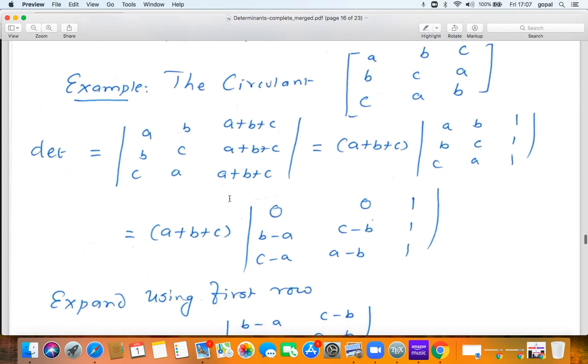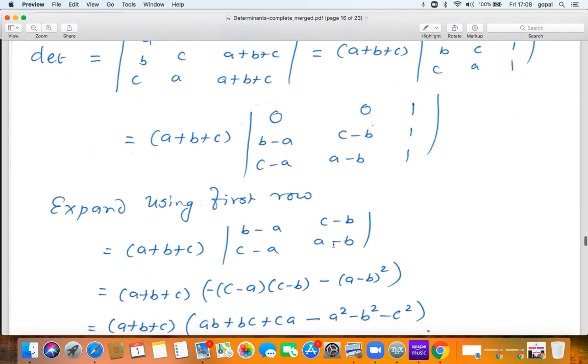The second example is that of a circulant: (A, B, C), (B, C, A), (C, A, B). This is called a circulant matrix. I should add to the third column the first column and the second column. I'll get A plus B plus C in the third column, and so A plus B plus C comes out, and I'm left with (A, B, 1), (B, C, 1), (C, A, 1). Now I'm going to make further column operations. Subtract from the first column A times the third column, and from the second column B times the third column. I'm going to get 0, 0, 1 in the third column, with B minus A, C minus B, and C minus A, A minus B in the other entries.